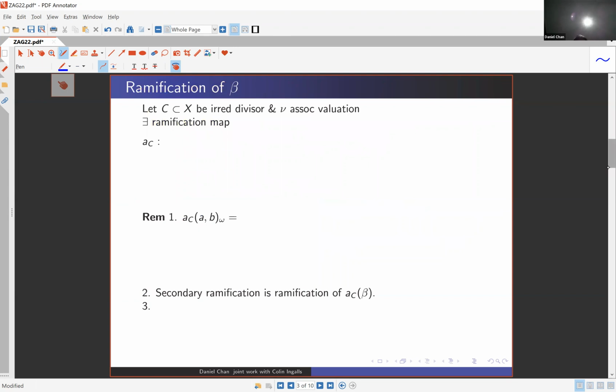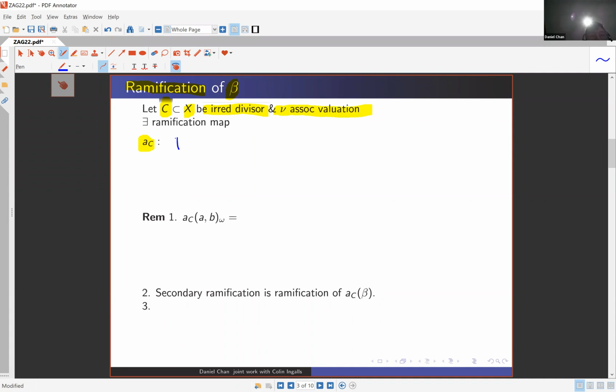Okay, so to study this Brauer class, we need some invariants, and the important invariant for us will be ramification. So we look at ramification at codimension 1 points, in other words, at irreducible divisors. So let's just pick an irreducible curve on this X. Since we assume that X is normal, there's a discrete valuation ring at that curve C, so we can look at its associated valuation there. And to that C, you can talk about this ramification map. So let me tell you about this ramification map.